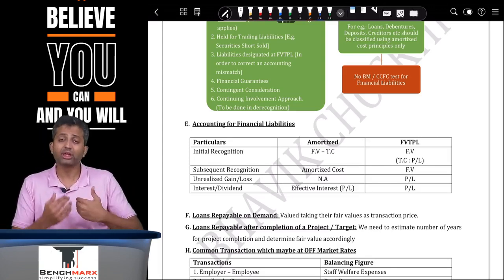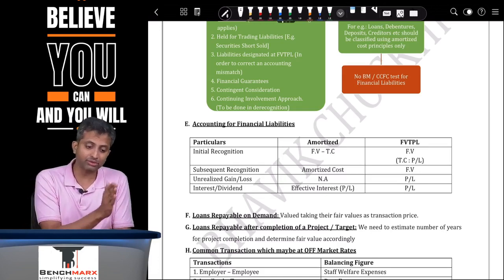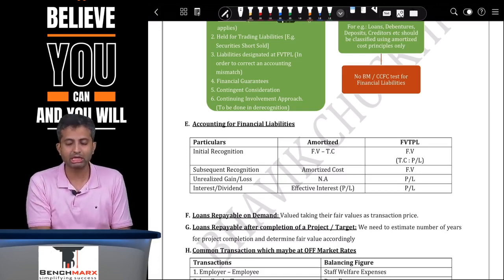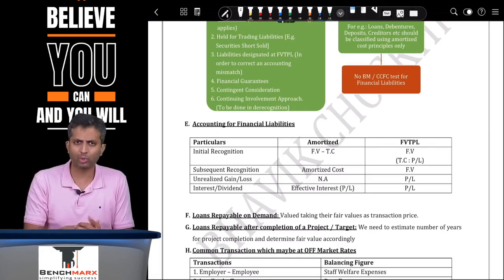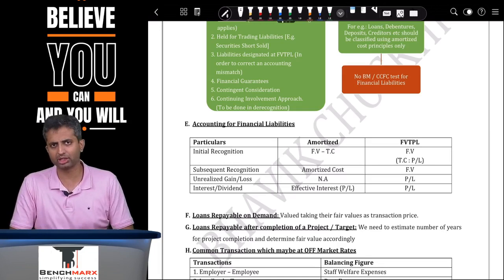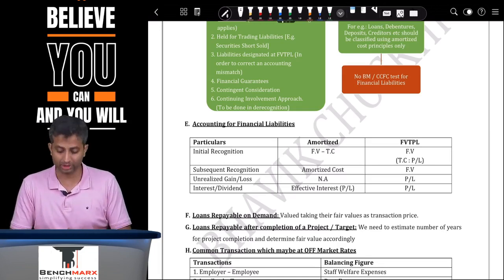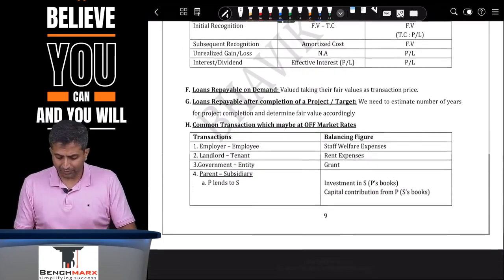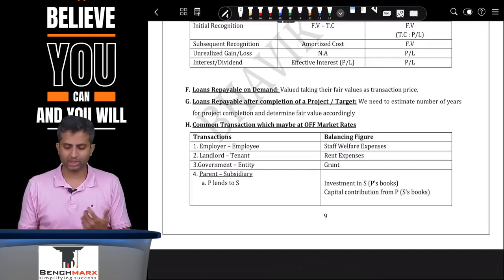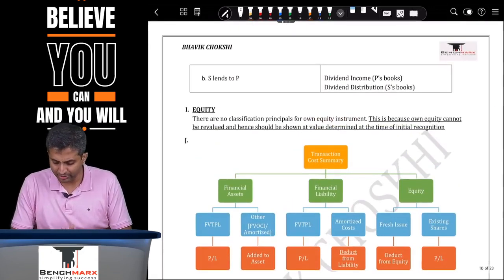In certain cases, the loan is not repayable on demand, but it is not repayable on a fixed date. It is repayable on completion of a particular project. In such cases, you will have to estimate when it is likely that the project will be completed, and accordingly you determine the fair value and the tenure for this loan. A few common transactions, as we have discussed, at off-market rates are appearing on your screen. You can just refer to that as well.